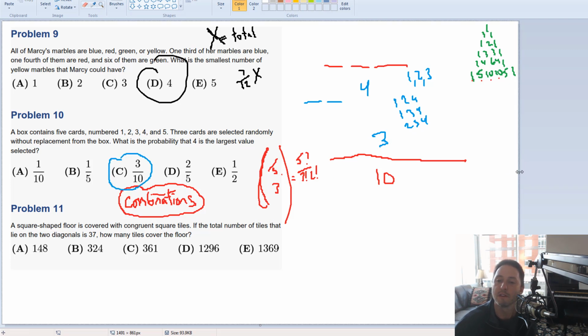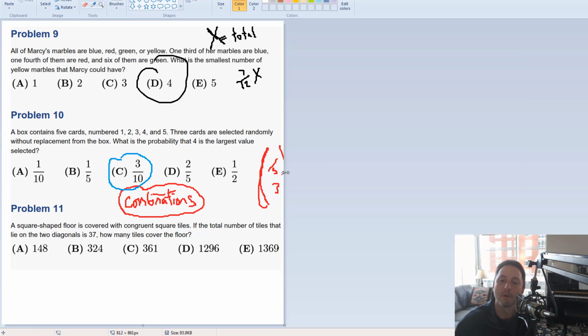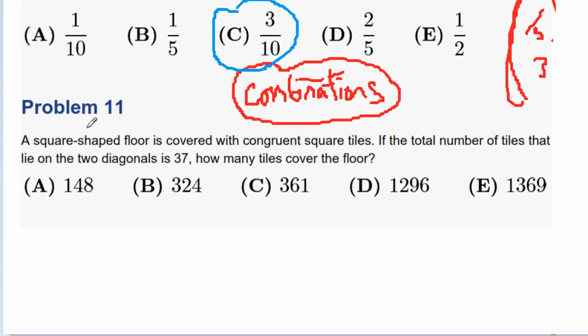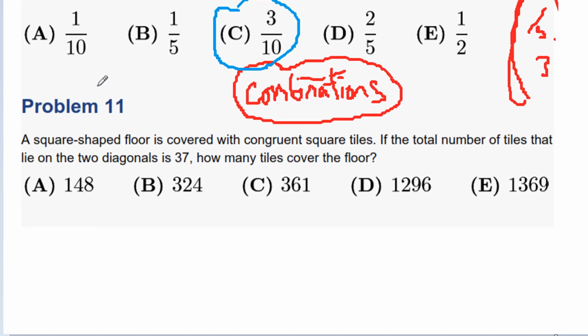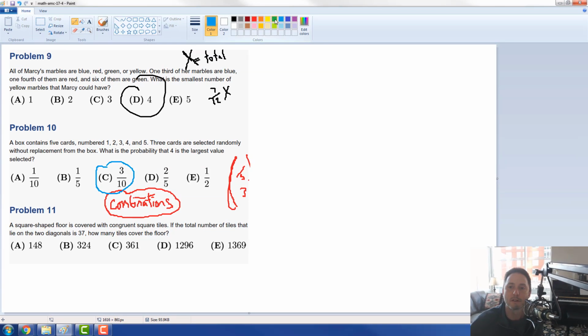All right, let me delete this and go back to the next question. Okay. A square-shaped floor is covered with congruent square tiles. The total number of tiles that lies on the diagonal is 37. How many tiles cover the floor? So this is all about patterns, right? They don't expect you to draw this out, but they expect you to uncover the pattern. So let's go back to my green. Let's just look at a 3 by 3. Let's just draw a 3 by 3 square. Oh, that's gonna be terrible.